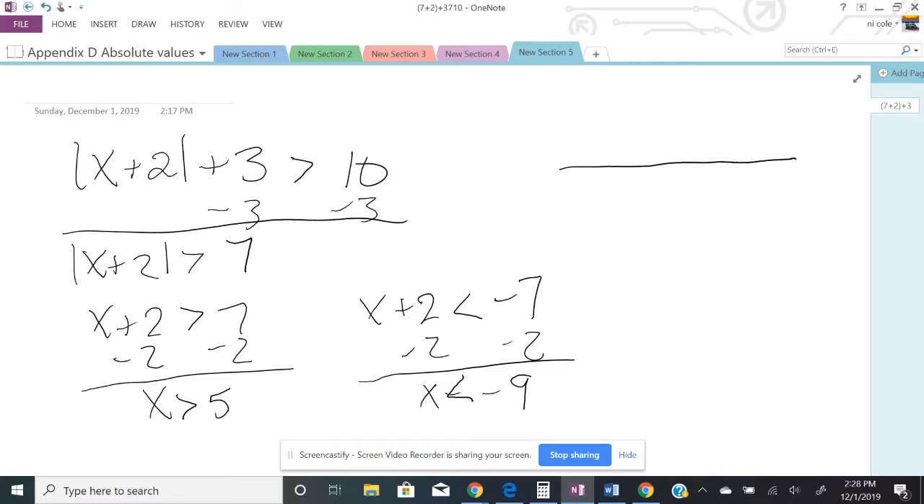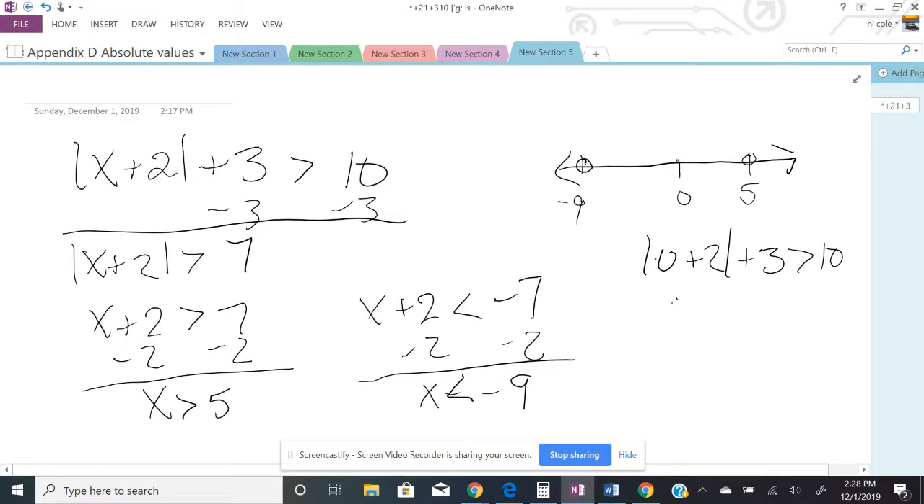So when I come here and graph, here's my 0, here's 5, and here's -9. Again, I get to have open circles. I would have closed circles if I had the equal sign. Now I'm going to test the point 0. Is the absolute value of 0 plus 2, plus 3, greater than 10? 0 plus 2 is 2, so I have the absolute value of 2 plus 3.